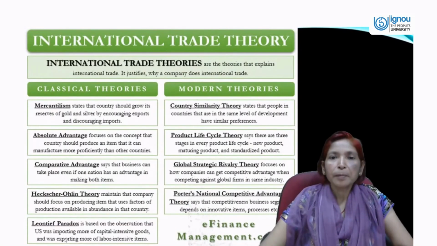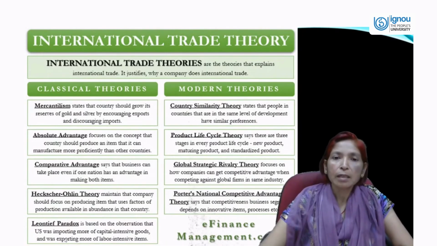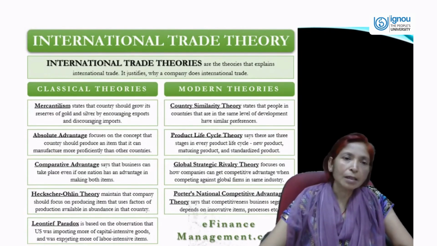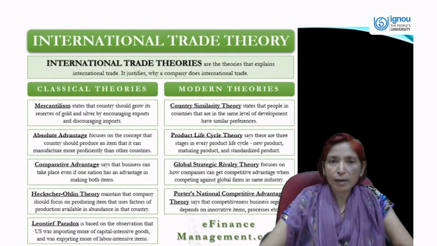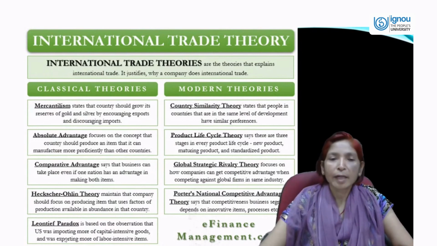International trade theory mainly explains international trade. It justifies why a company does international trade. Here, two types of theories are mentioned. One is classical theory of international trade, and second is modern theory of international trade.